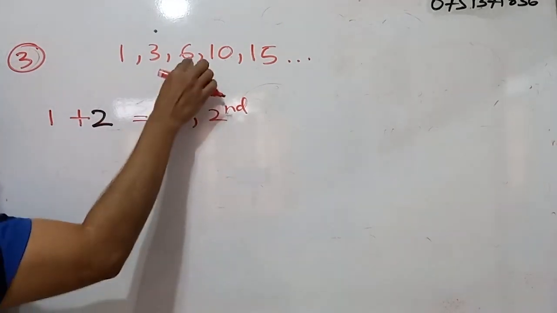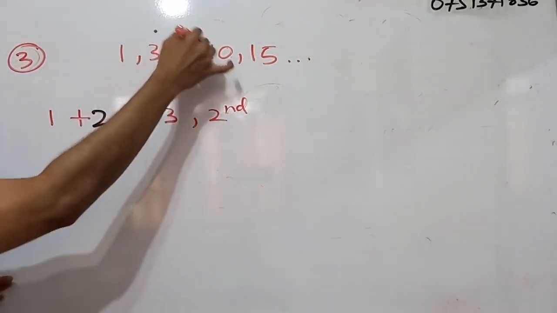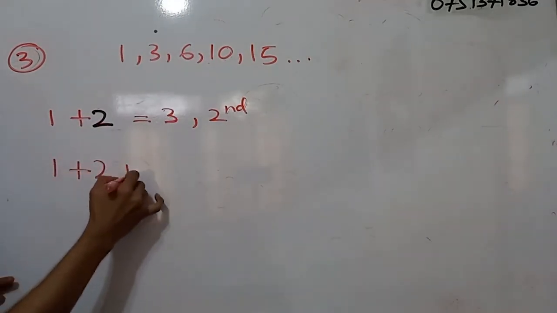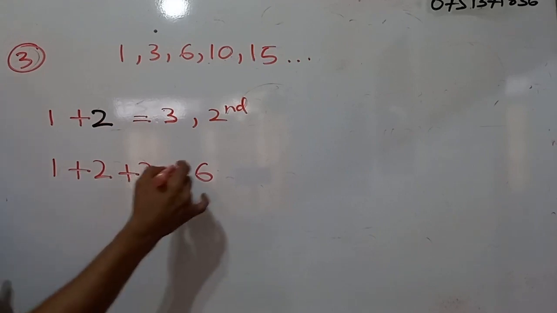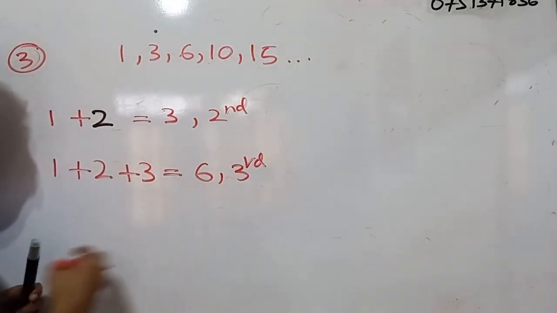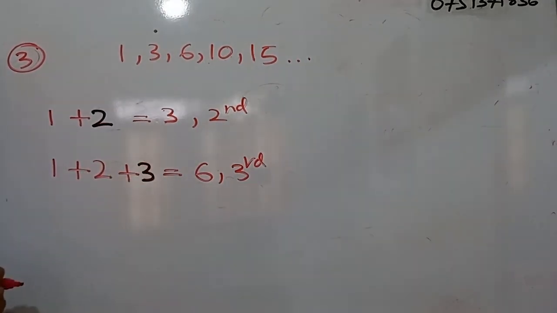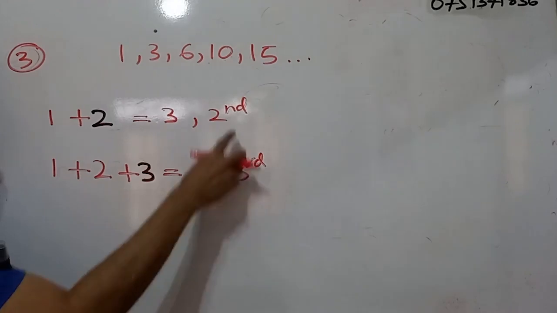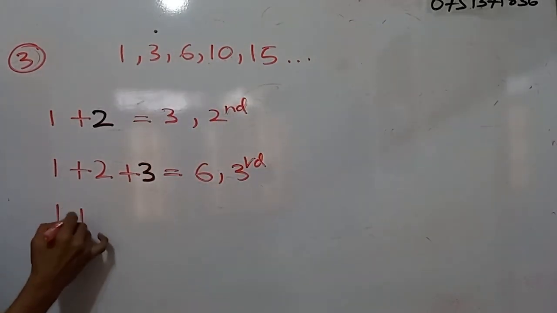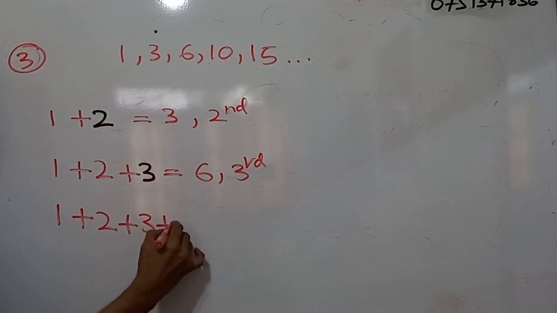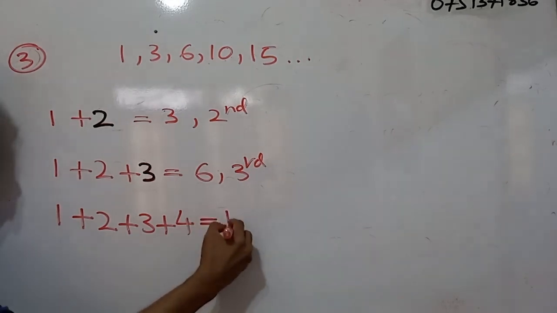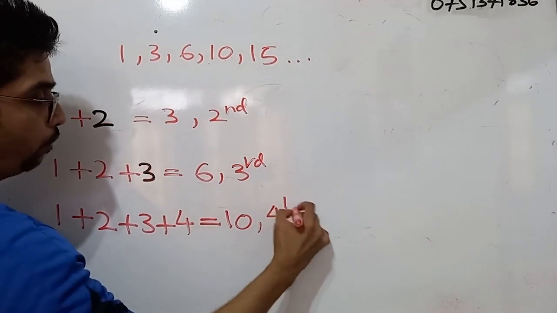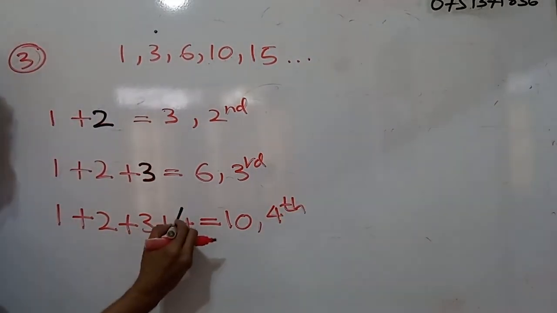Now take the next number. How can we write 6? 1 plus 2 plus 3. So that is 6. This is the third triangular number. Next one, 10: 1 plus 2 plus 3 plus 4. 1 plus 2 is 3, 3 plus 3 is 6, 6 plus 4 is 10. So this is the fourth triangular number.